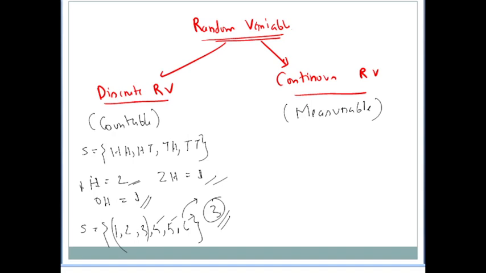Now what are continuous random variables? Continuous random variables are measurable. For example, height, weight of students, and length. All these things are measurable, so they are classified as continuous random variables. Now again, let's continue this topic.